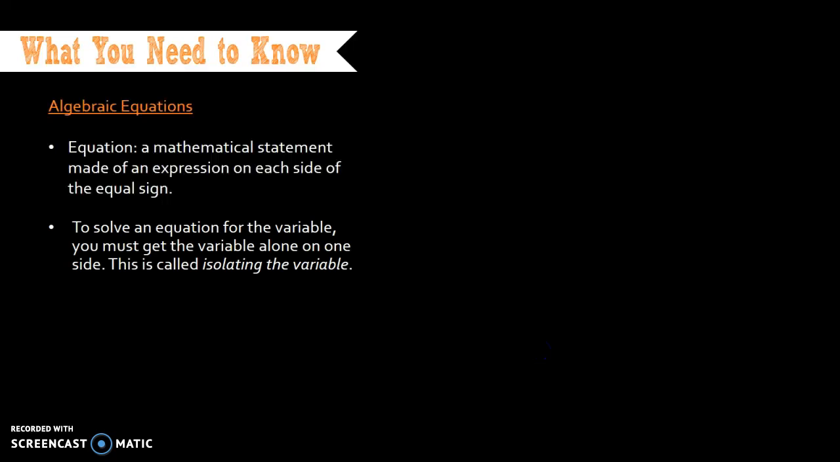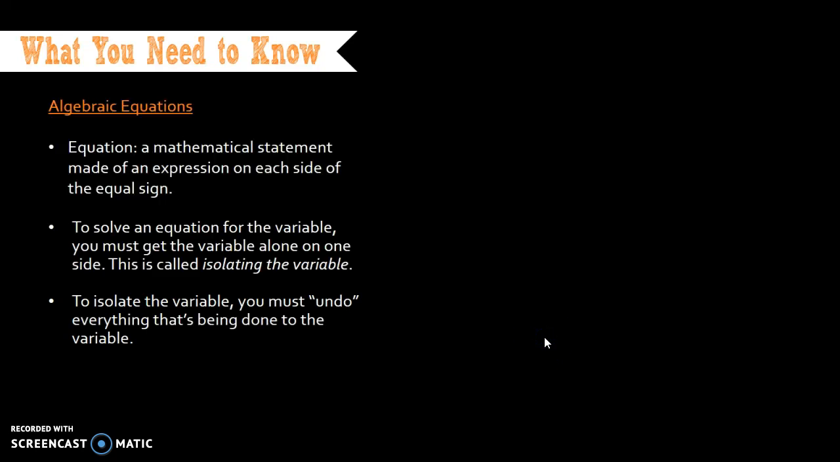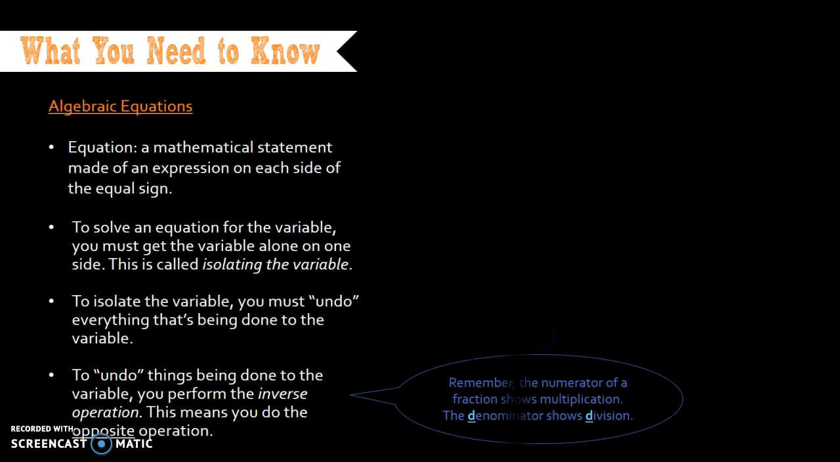To solve an equation for the variable, you have to get the variable alone on one side of the equation. That step is called isolating the variable. In order to isolate your variable, you must undo everything that's being done to the variable. And we do that by performing inverse operations. That means you do the opposite of what's being done to your variable.